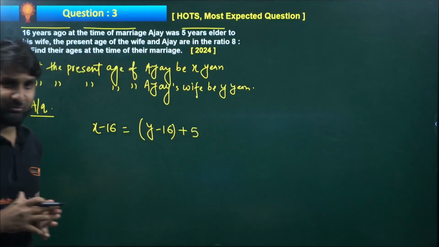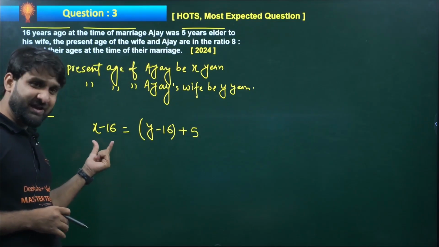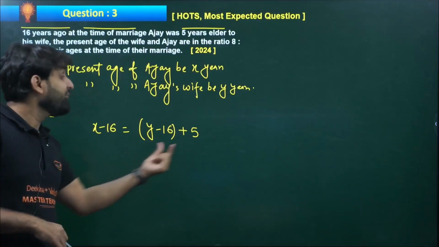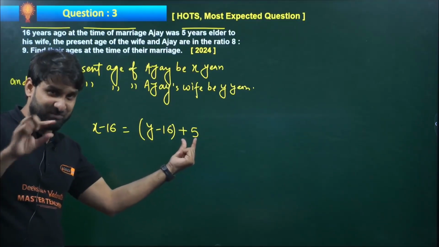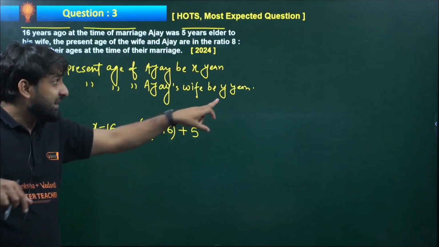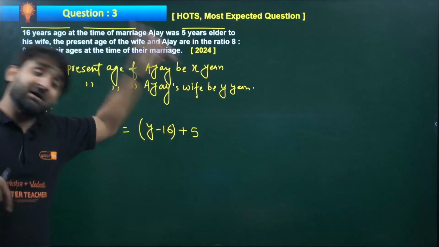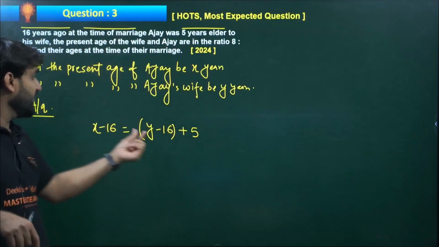I hope you are getting my point. 16 years ago, this was the Ajay age. But Ajay was 5 years elder. So Y, we are adding 5, 5 years elder to his wife. And if we are letting Y as wife's age presently, so what was her age at the time of marriage? 16 years ago. So Y minus 16.